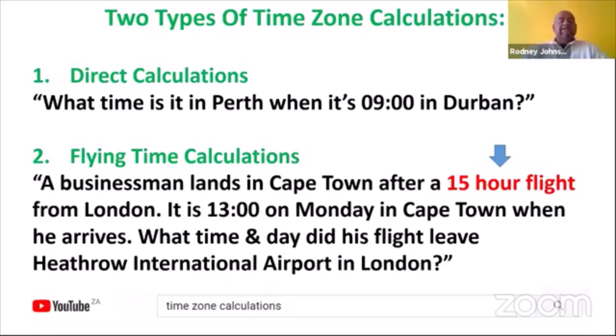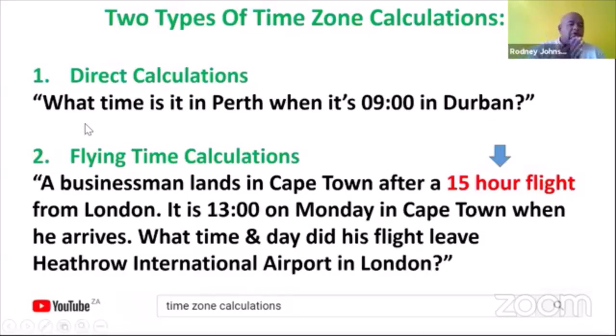Right. Let's see the 2 types of time zone calculations that you can expect in this exam paper. The first one is what I call the direct calculations. An example of a direct calculation is when they ask you what time is it in Perth when it's 9 o'clock in the morning in Durban, right?